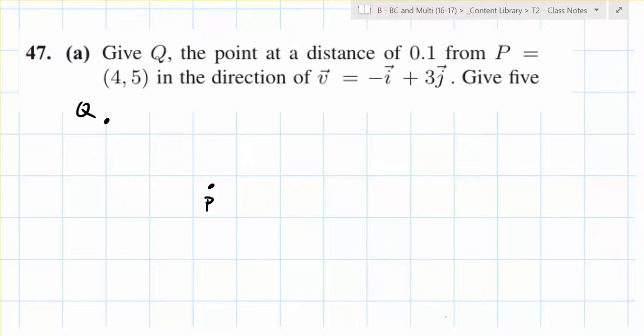Vector V connects the two. The vector V connects them, right? Where does vector V start? It's going to start at P and it's going to end at Q.